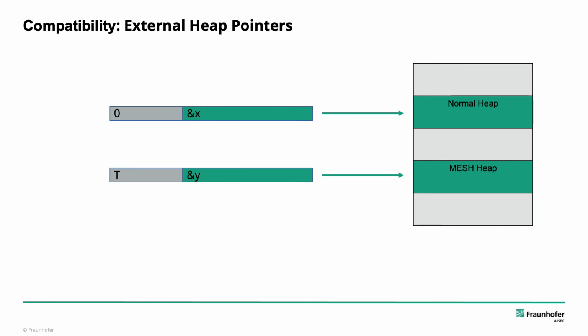To support external libraries, we need to allow pointers to the normal heap to be used alongside pointers to the mesh heap. For this, we make use of the fact that such pointers have their unused bits set to 0 by default. We then use 0 as a tag for denoting unprotected pointers. Such pointers are, however, not allowed to access our protected heap. Moreover, when calling external functions, pointers must be stripped of their tags for them to be usable in the external code.